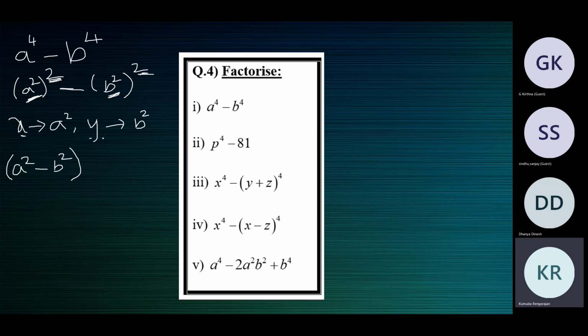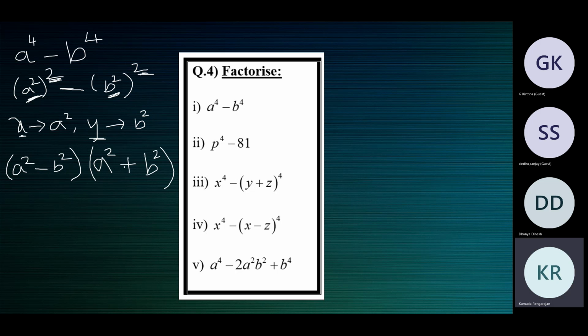This is x, this is y. So we need to write x minus y into x plus y. Any order, but we'll write x minus y first because that can be factorized further. But you can write it in any order. We have expressed the given expression in the form x square minus y square. So the factors are x plus y into x minus y: a square minus b square into a square plus b square, where x is a square and y is b square.